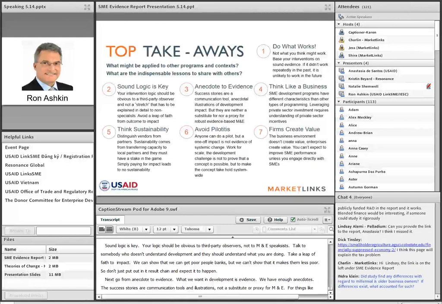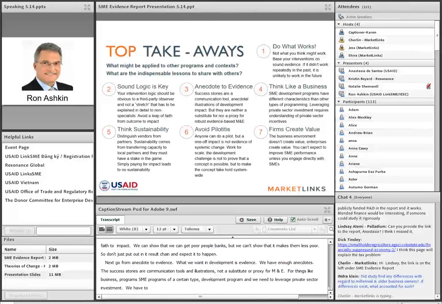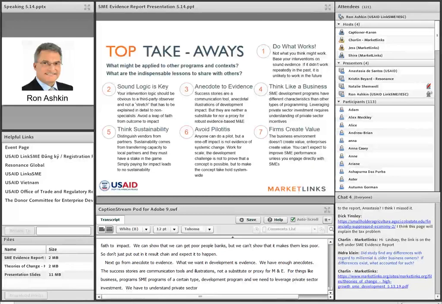Fourth, think like a business. SME development programs are a certain type of development programming, and we need to leverage private sector investment. So we have to understand private sector thinking, private sector incentives.